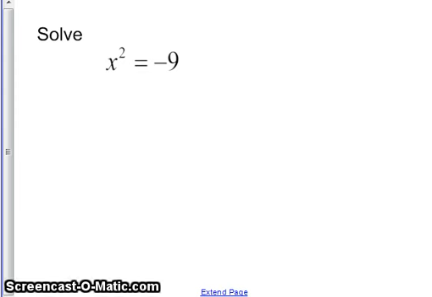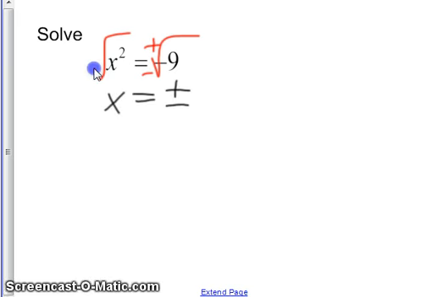So we're taking the square root of both sides, right? So this gives me x equals plus and minus. Now, instead of me breaking this down into 3 different steps, I'm going to combine like 3 steps right now, okay? If there's a negative under the radical, we're going to pull out an i. What's the square root of 9? 3. So I'm going to do 3i.